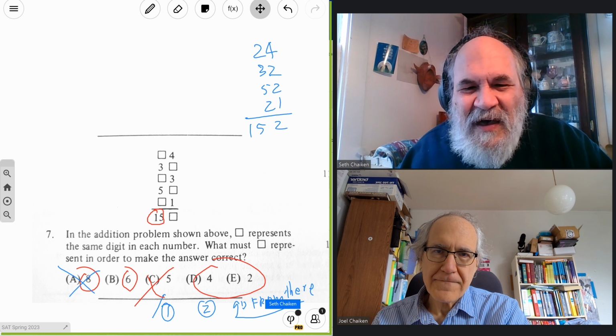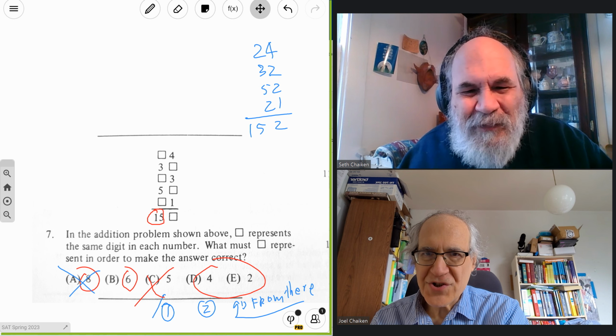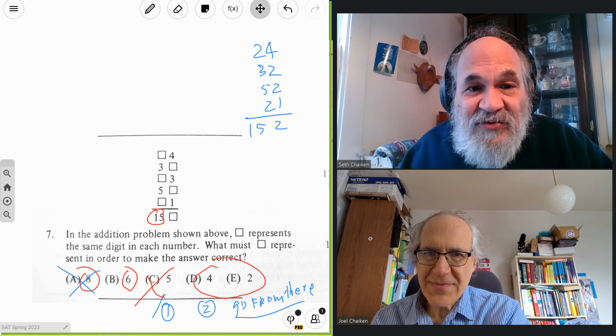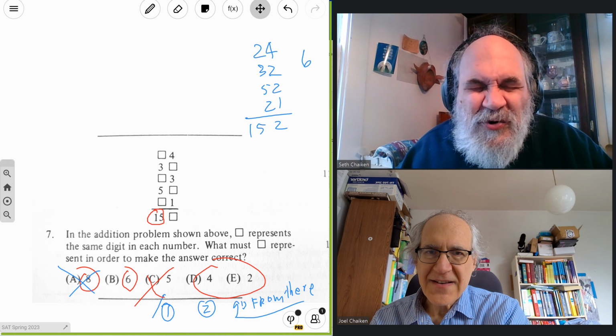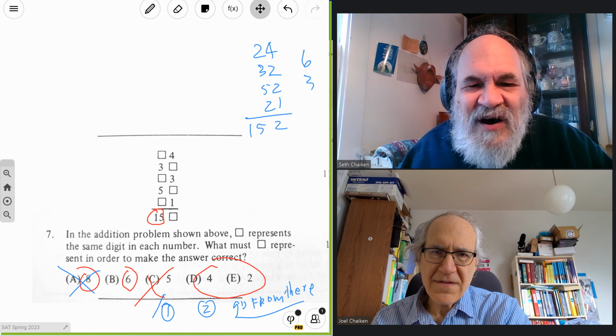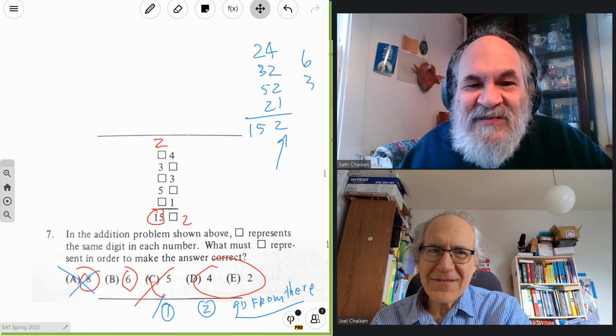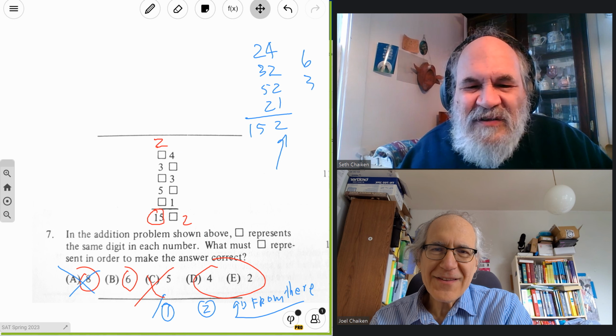So which one do you want to try? Well, I tried 2, according to your suggestion, but I don't think it works. This is 4 plus 2 is 6, and 3 is 9. So that doesn't work. So it doesn't look like it's a 2.